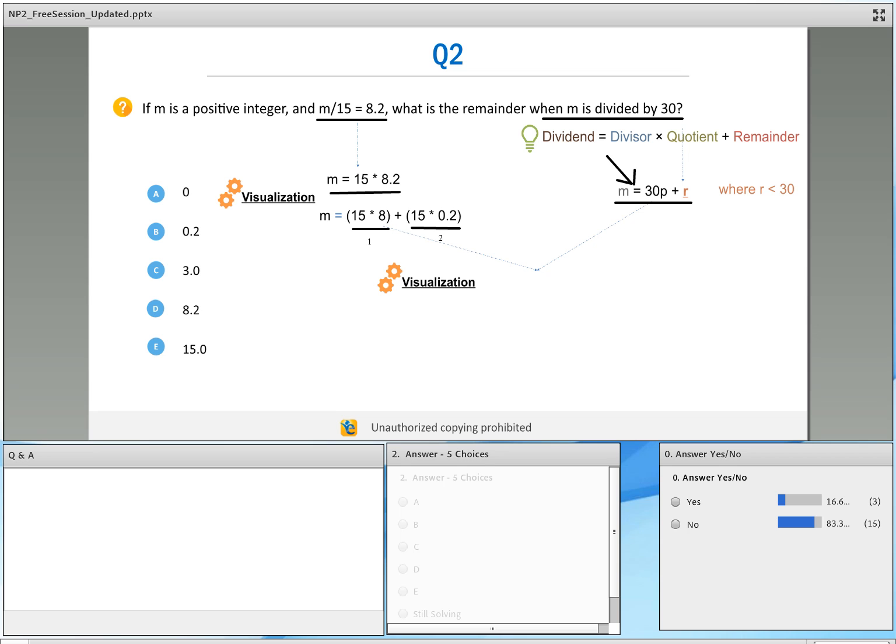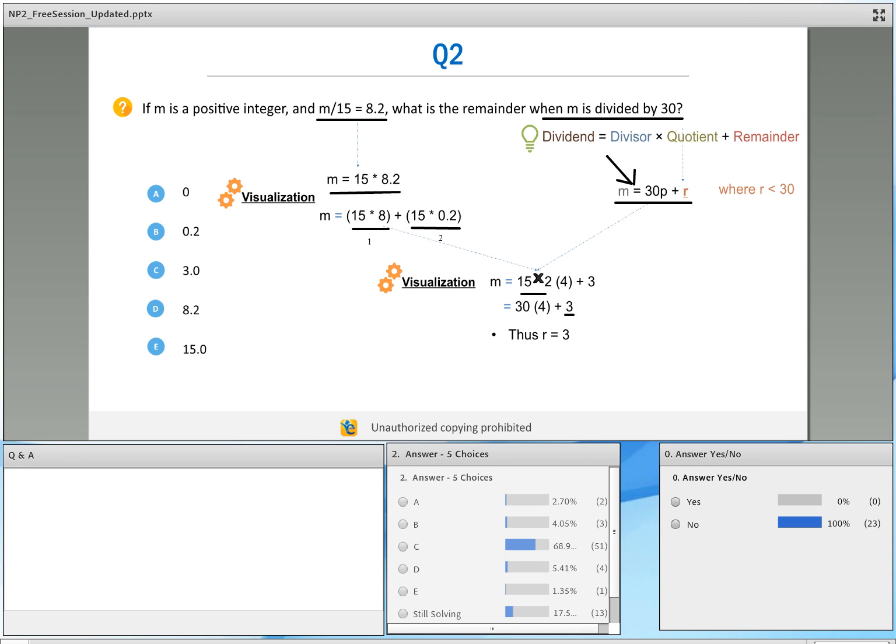15 times 8, does it leave any remainder? No, it doesn't. How can we see this? Because we can express 8 as 2 times 4, and 15 times 2 is 30. So m is 30 times 4 plus 3, since 15 into 0.2 is 3. So this term over here does not leave any remainder when divided by 30. So the remainder when you divide this entire m by 30 is just this number over here. Why? Because 3 is indivisible by 30.